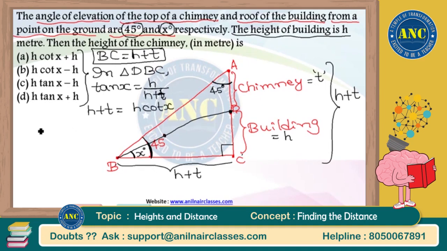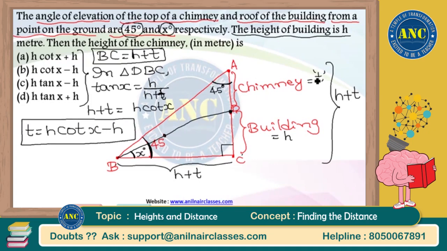So I can also simplify further as this t is nothing but h cot x minus h. This should be the answer, because the question is find the height of chimney, which I called t, and that is what I got. H cot x minus h is present as the second answer option, so mark it. That should be the correct answer.